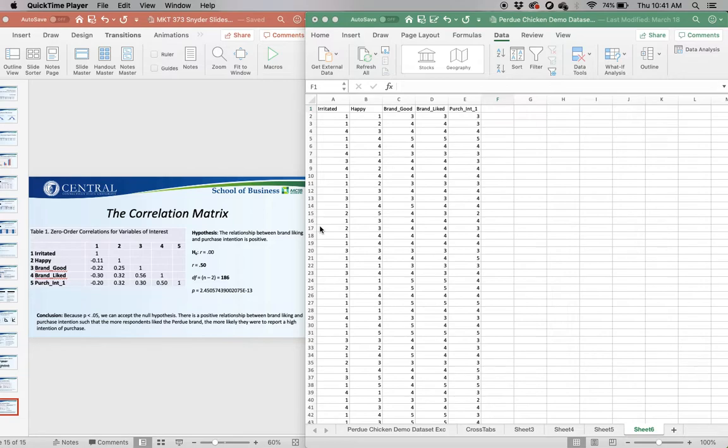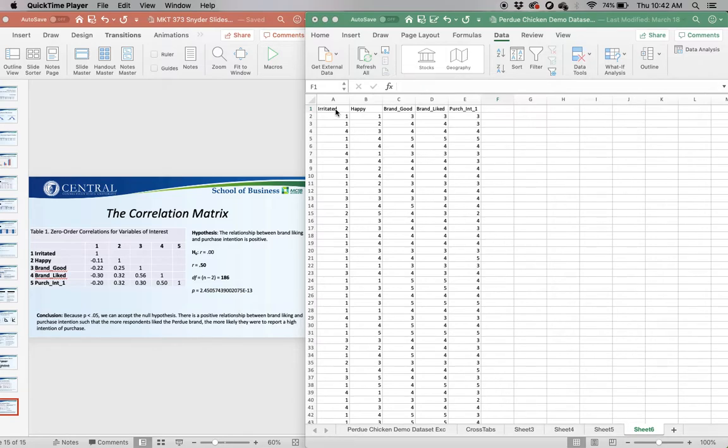So here's the thing. Normally in market research, we don't just simply report individual correlations. We usually report a correlation matrix, which is a table that provides the correlations amongst all of your continuous variables or some subset of the continuous variables in your particular study. So in our case, we have our Purdue chicken data, and I took 5 variables from that Purdue chicken data, and I've provided it for you here in the Excel worksheet.